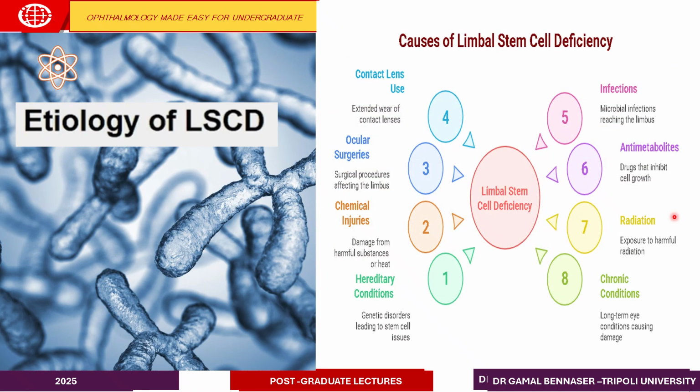I have summarized this in this diagram. This shows the various causes of limbal stem cell deficiency. Of course, at the top are the hereditary idiopathic causes, and this is the list of secondary causes, ranging from chemical injuries to limbal surgeries like pterygium surgery, prolonged use of contact lenses, infections, the use of antimetabolites, namely mitomycin, exposure to irradiation, and any chronic inflammatory conditions. All of these can lead to deficiency and decline in the function of the limbal stem cells.